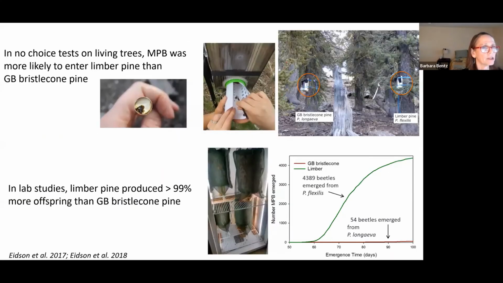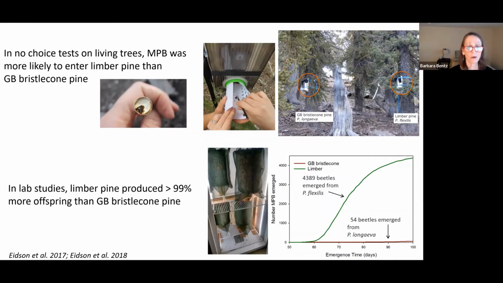We followed that up to see if mountain pine beetle was more likely to attack limber over Great Basin bristlecone pine. We adapted this box setup from those that Sigrid Neuhauser used. So boxes were put on paired trees of each species, and 10 female mountain pine beetles were placed in each box. And after 5 days, we took off the box and looked at the number of beetles that entered each species. And mountain pine beetle was more likely to enter the limber pine than the Great Basin bristlecone pine.